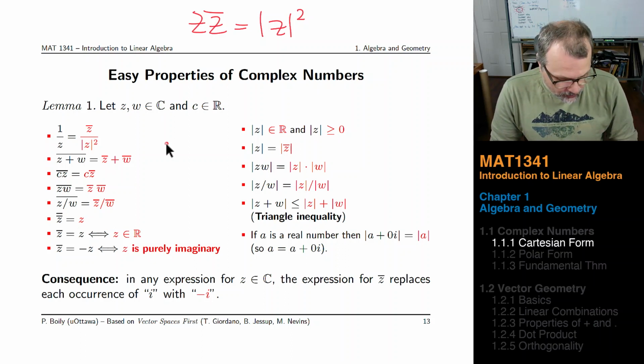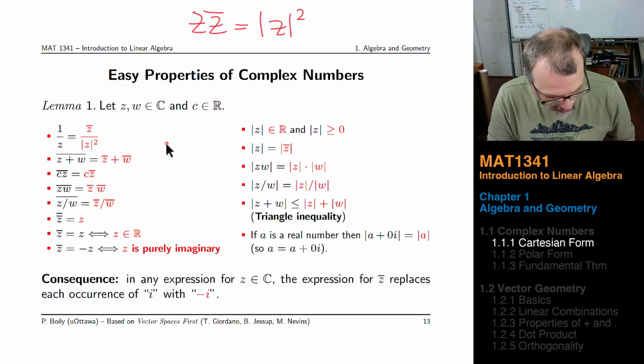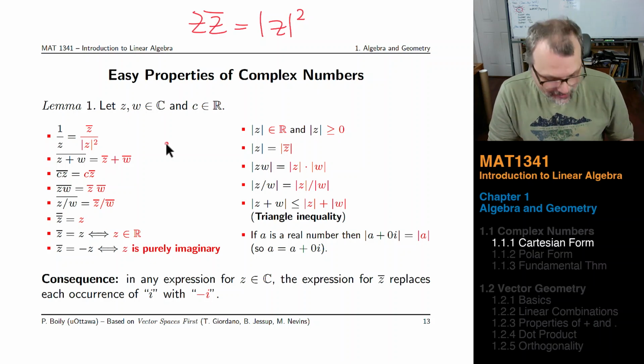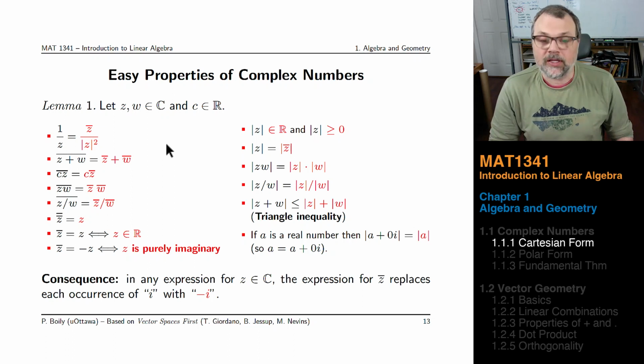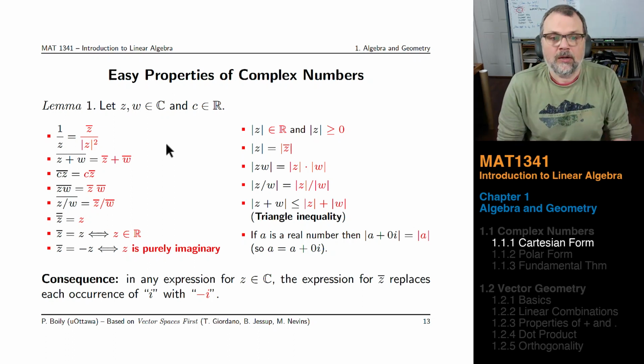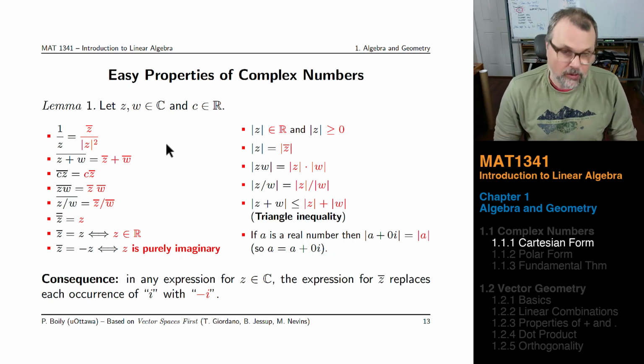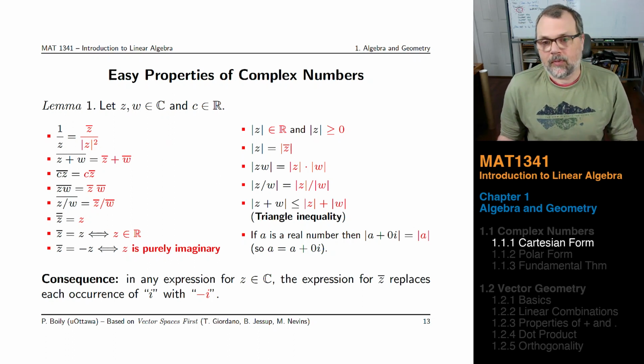So all these rules really tell you how to manipulate complex numbers, which is something, but whenever you encounter a z bar in an expression, what you have to do is replace every occurrence of i in the expression for z by a minus i. If you do that, you'll be able to get what you want.